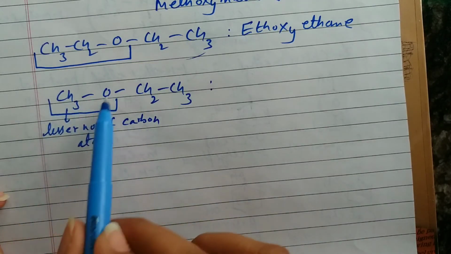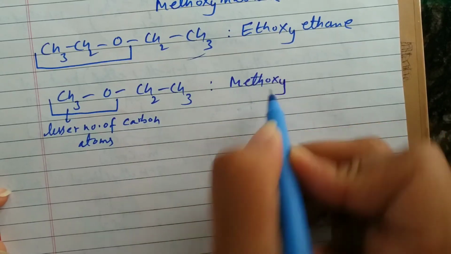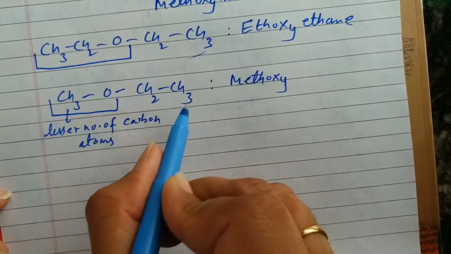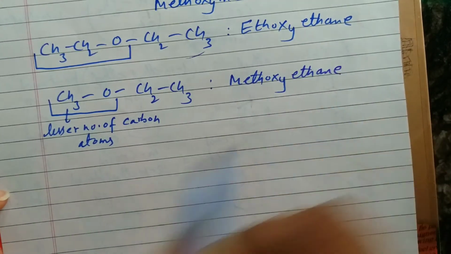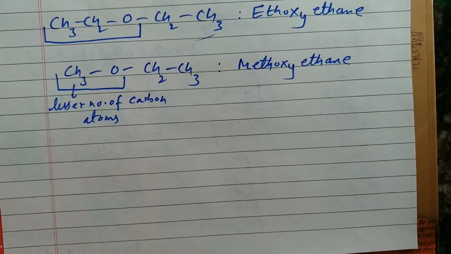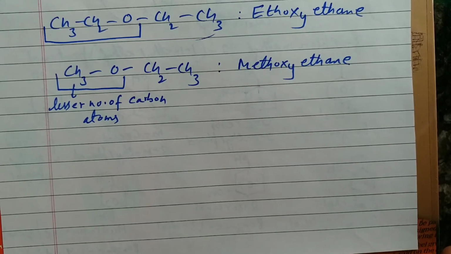So now what's the alkoxy group here with one carbon? It is methoxy. So this compound is methoxy, and what is the parent here with two carbon atoms? The alkane with two carbon atoms is ethane. So this compound is methoxy ethane. I hope you have been able to understand which group is to be taken with oxygen as the alkoxy group. The one which contains lesser number of carbon atoms is to be taken as alkoxy, and the one with greater number of carbon atoms will be considered as the parent alkane.